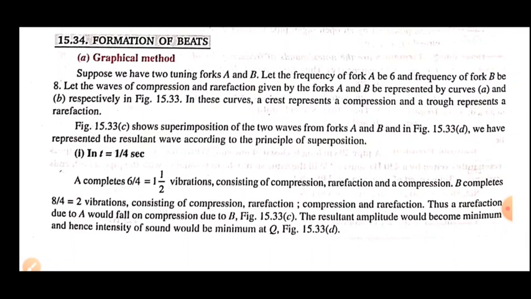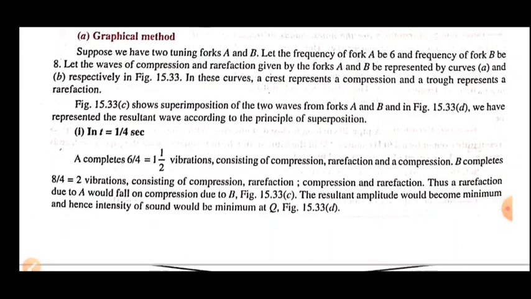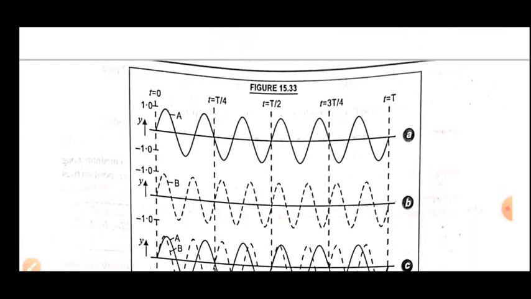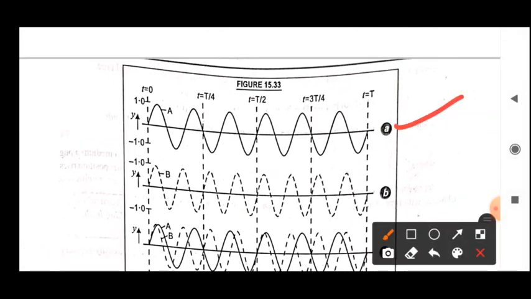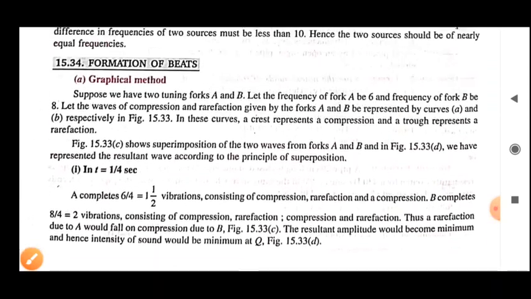Now, as the sound wave is longitudinal in nature, the waves of compression and rarefaction are given by the forks. Let A and B be represented by curve A and curve B respectively in figure 15.33. Here you can see the first figure. This is for tuning fork A, which produces the frequency, and here the wave is generating. Similarly for tuning fork B, it has this case. Now let's see again what it wants to say.